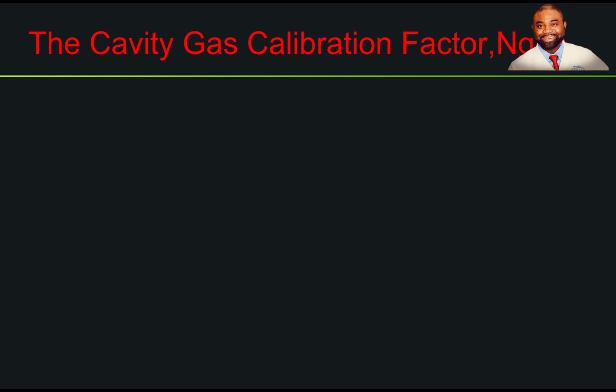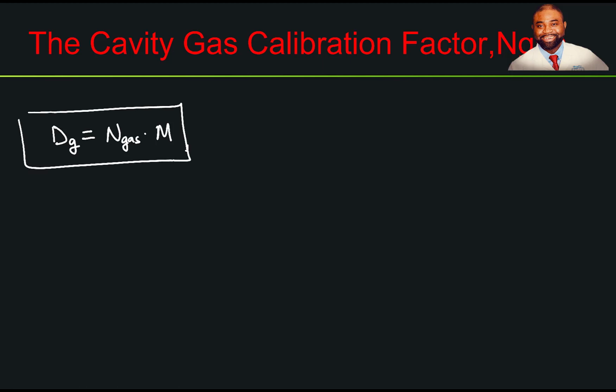Now, understand that the dose in the gas is essentially equal to the gas calibration factor N_gas multiplied by the corrected electrometer reading. In other words, the calibration factor N_gas is defined as the dose per electrometer reading, the dose deposited in the gas per electrometer reading.